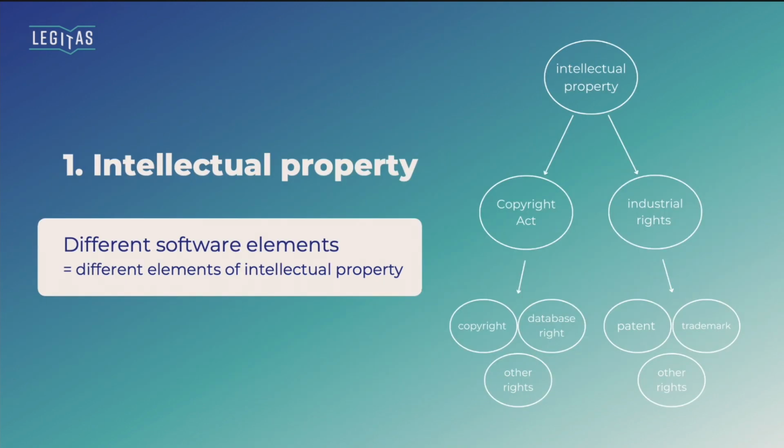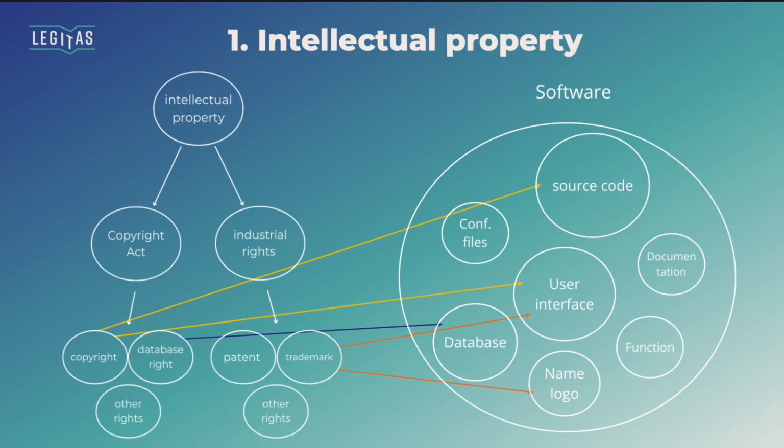So, as I said, different elements of software are covered by different parts of intellectual property rights. If we look at the parts of the software, the source code, user interface, and documentation could be covered by copyright. The database will be covered by database rights, and, for example, the name or logo of the software could be covered by a trademark.